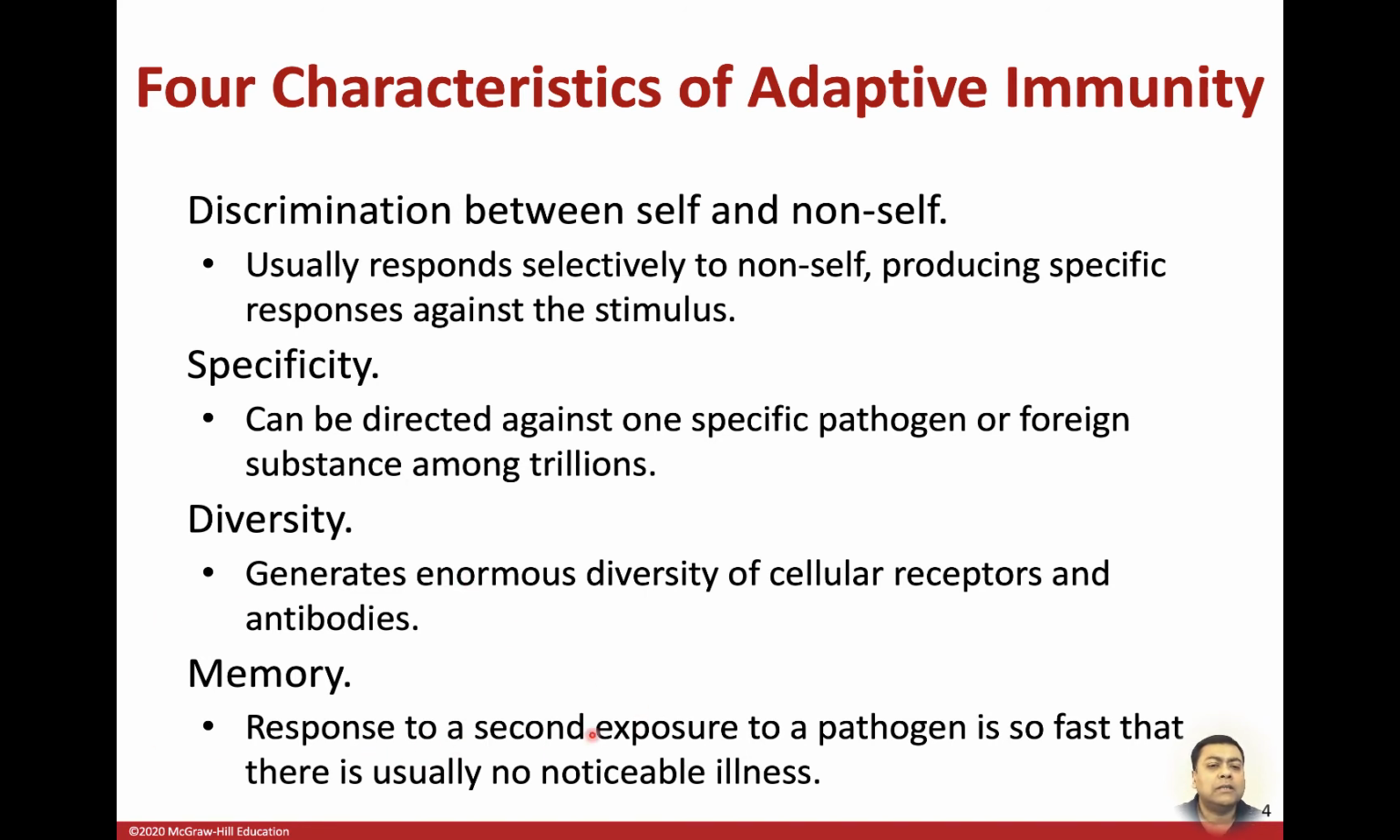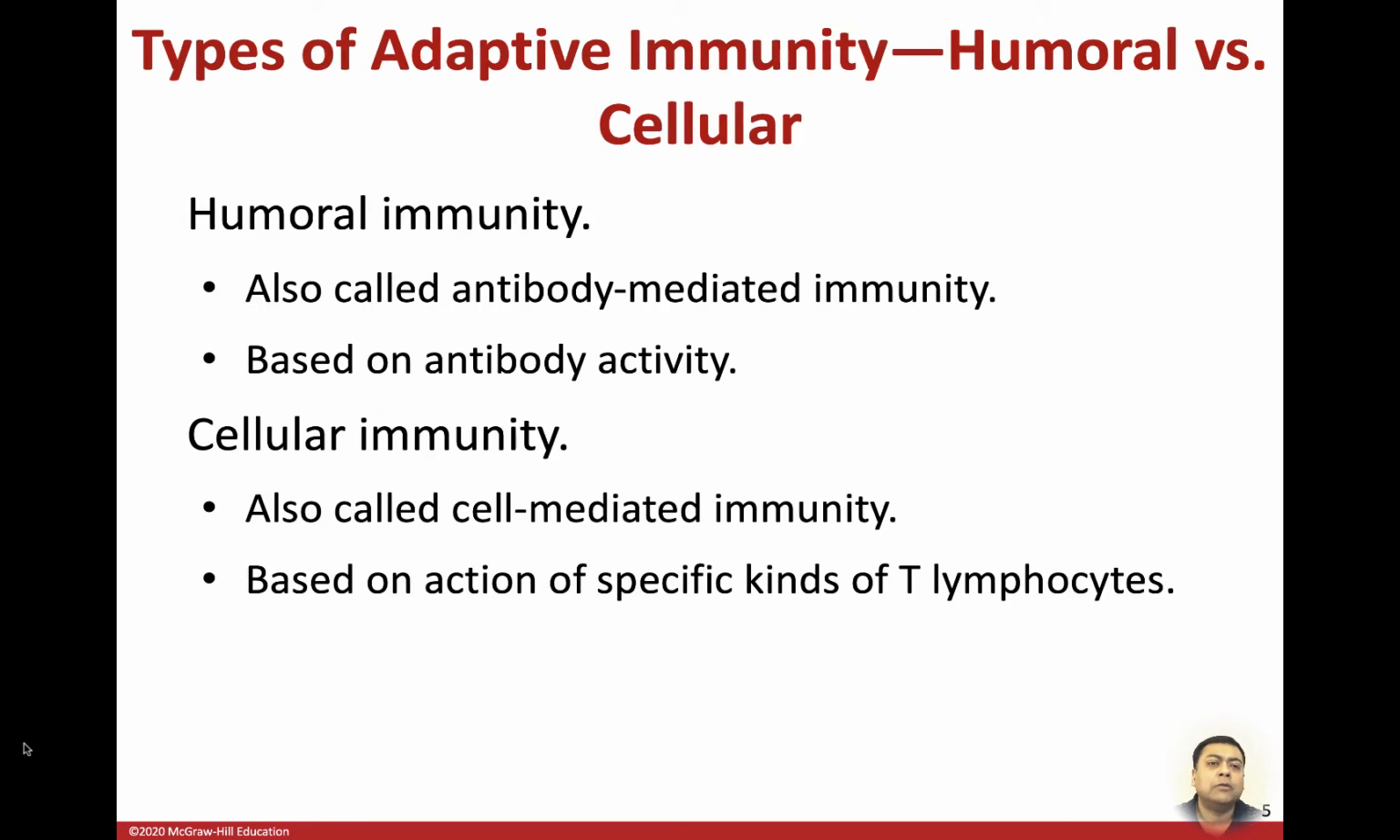Also, the response to a second exposure to a pathogen is fast, so that there is no noticeable illness, which we already talked about. Now, the types of adaptive immunity are humoral versus cellular. What we mean by that is adaptive immunity has two parts. One is humoral immunity, also called antibody-mediated immunity, based on antibody activity.